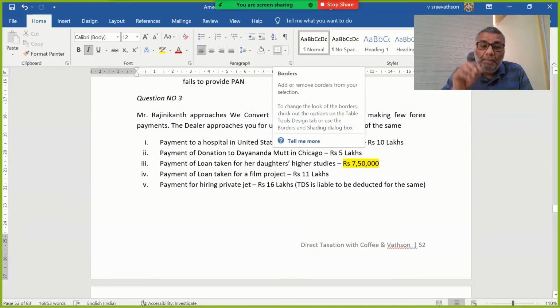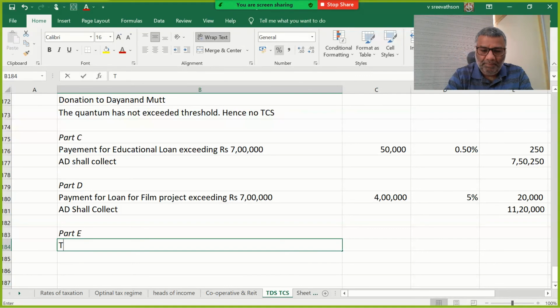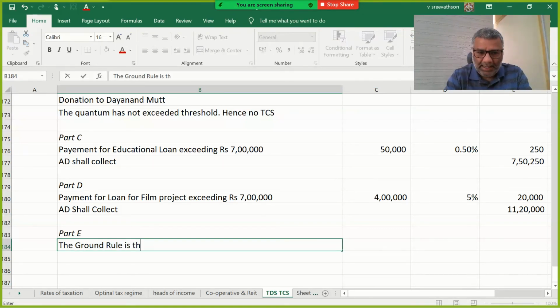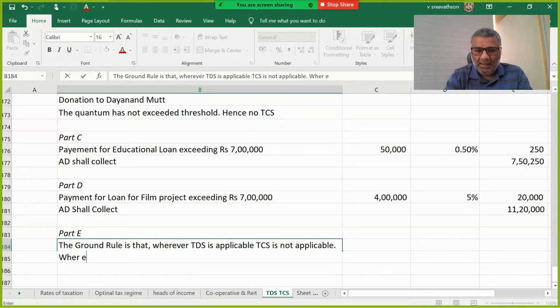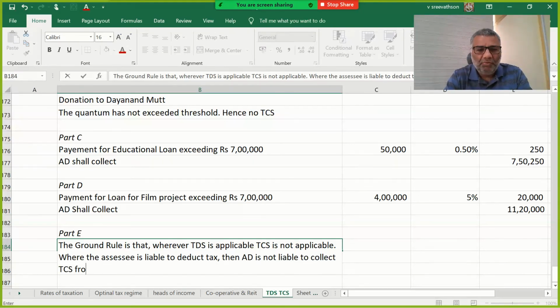Part E. Payment for hiring private jet 16 lakhs. TDS is liable to be deducted for the same. The ground rule is that wherever TDS is applicable, TCS is not applicable. Where the assessee is liable to deduct tax, then AD is not liable to collect TCS from the assessee.